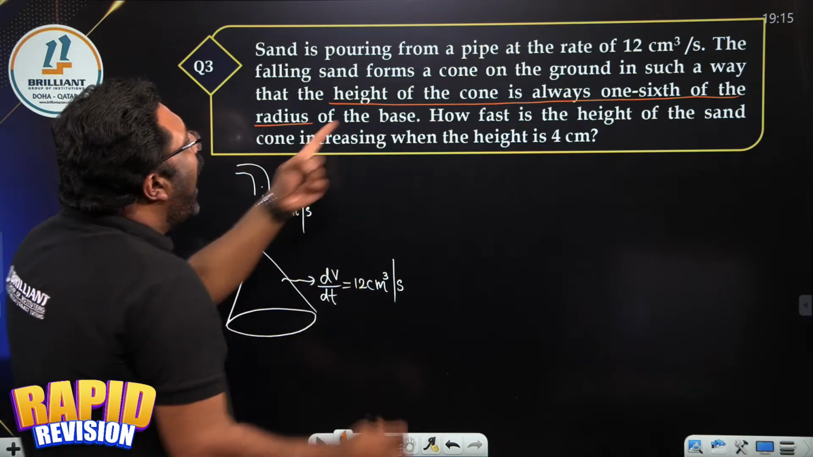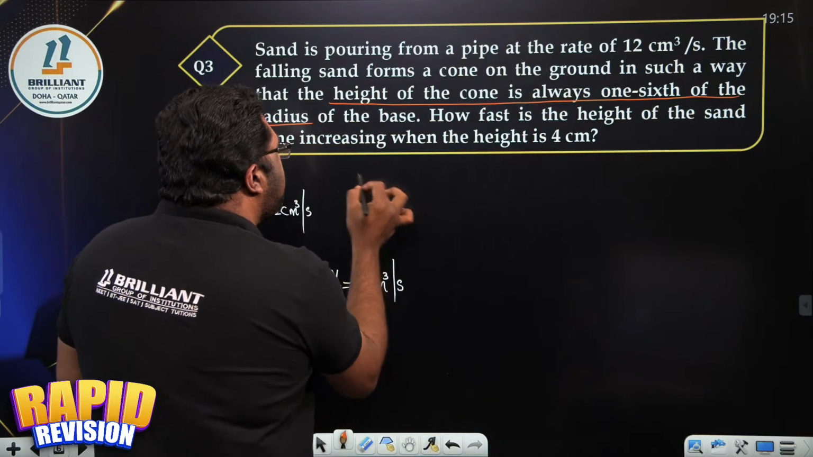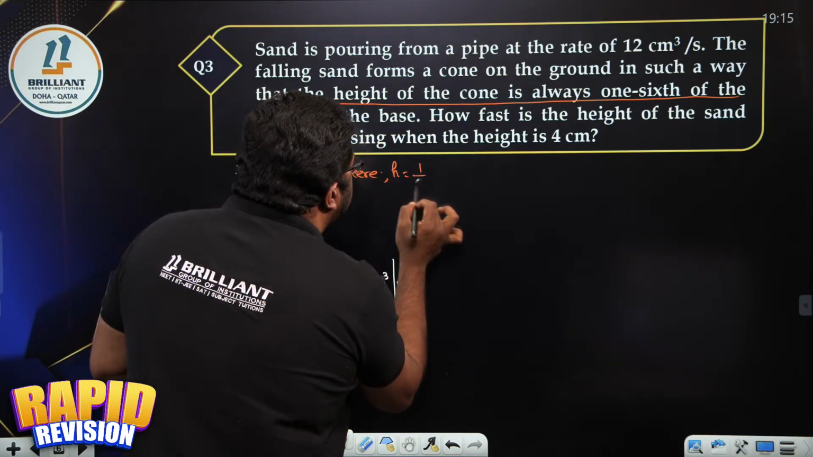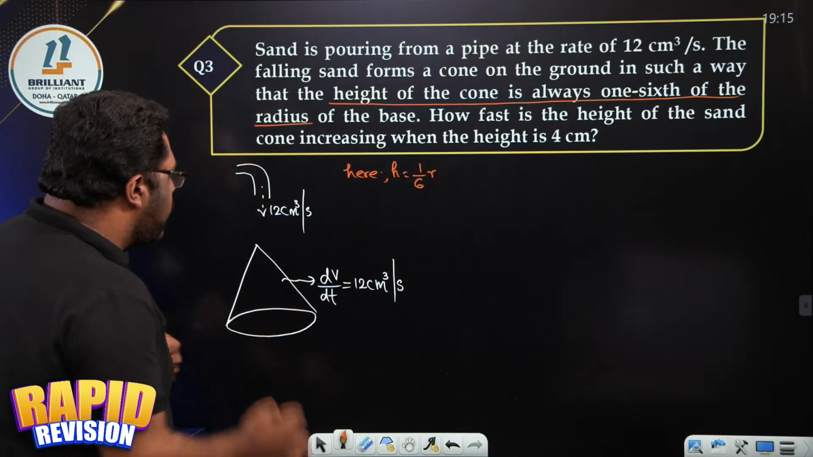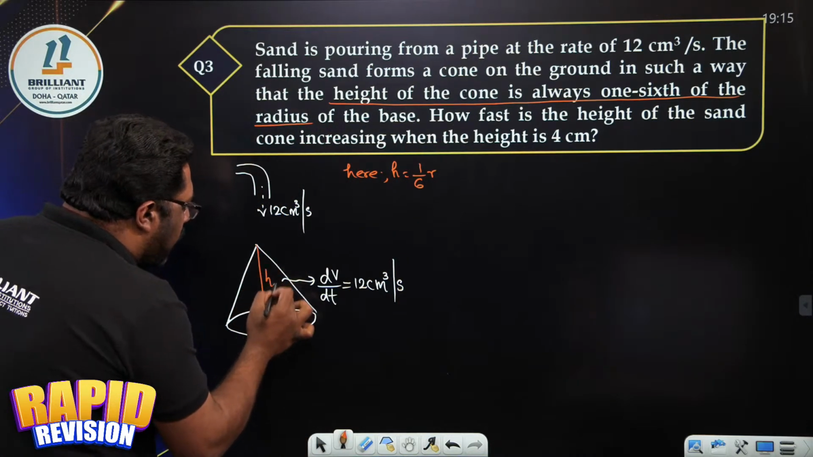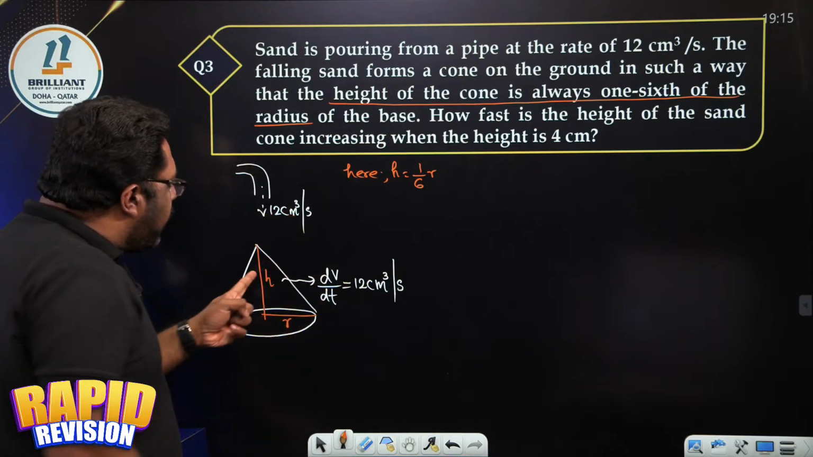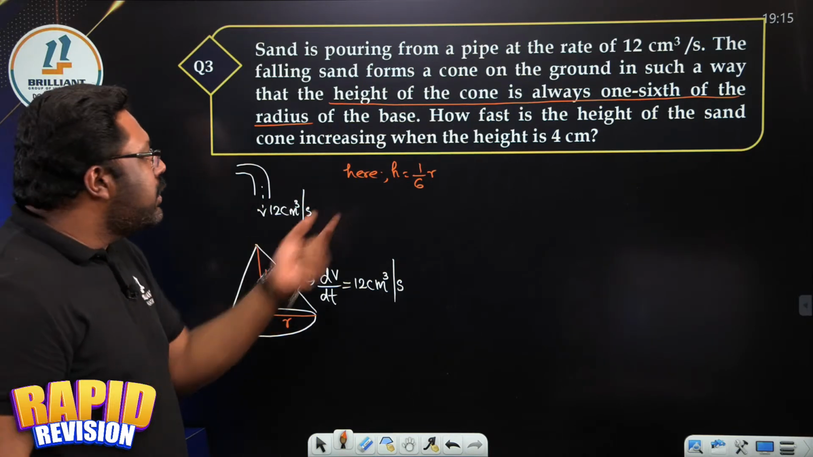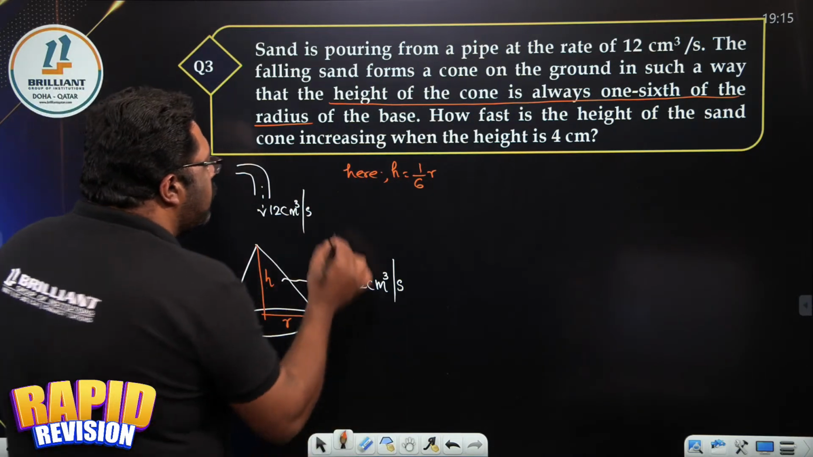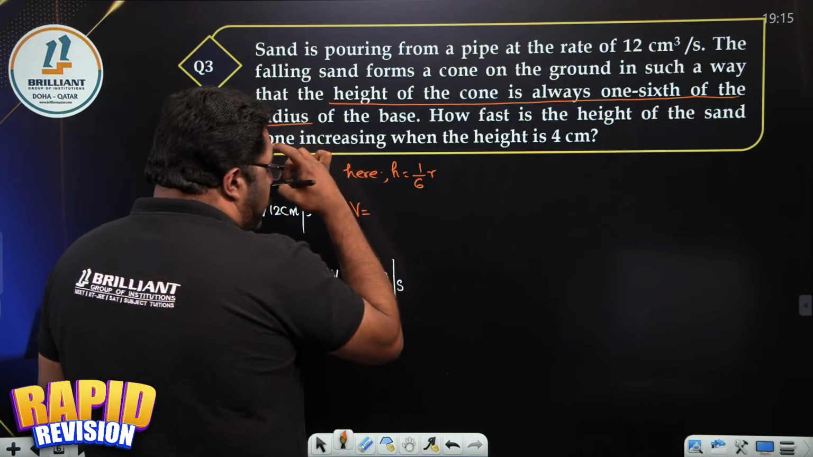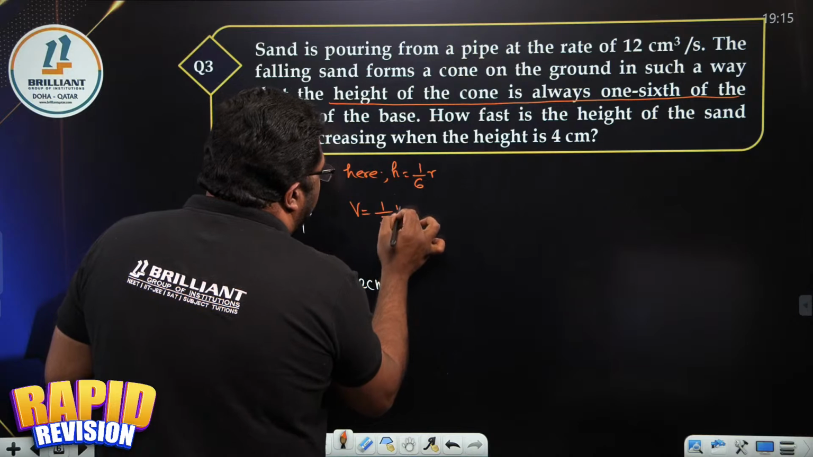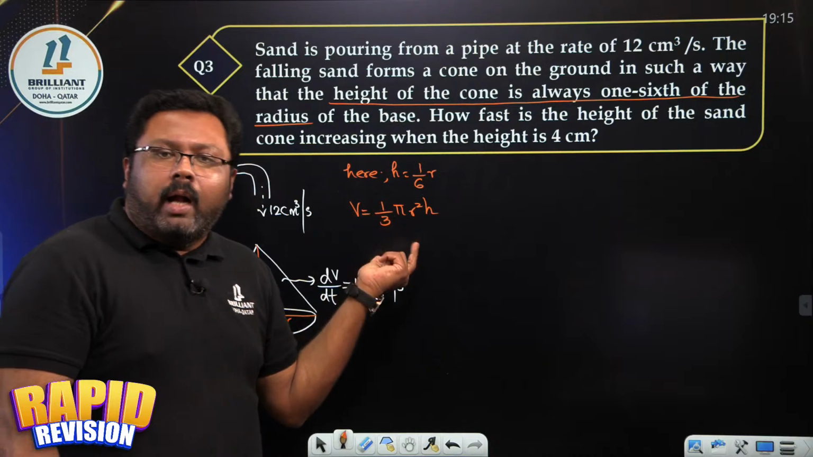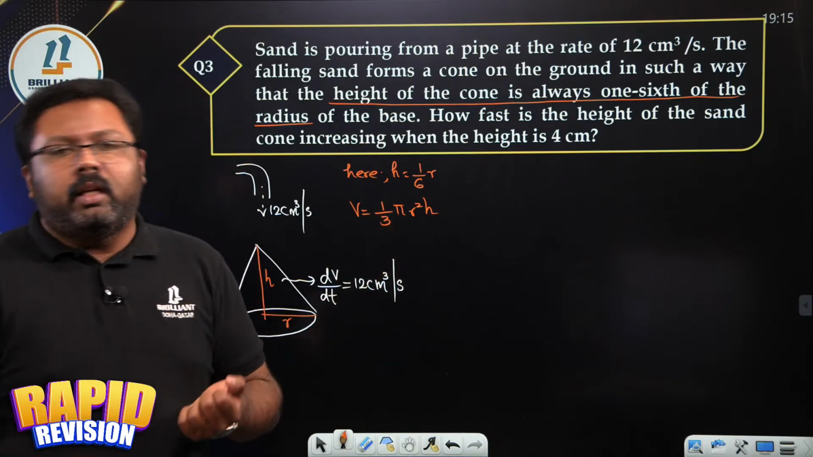It says that the height of the cone is always 1/6 of the radius of the base. So we know this is the height, and here the radius is over here, and they're saying the height, the diagram is not perfect, but height is 1/6 the radius. Why is it given like that? Because whenever we are differentiating a function in AOD, here you are differentiating the volume of the cone, you are supposed to have only one unknown variable in the expression.